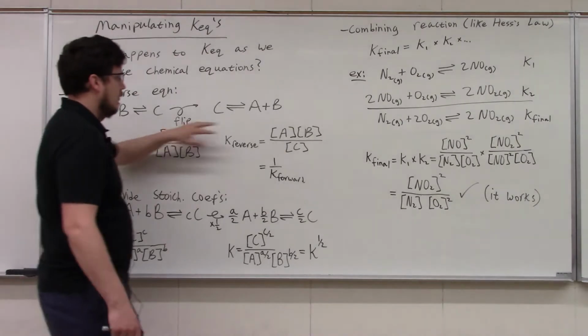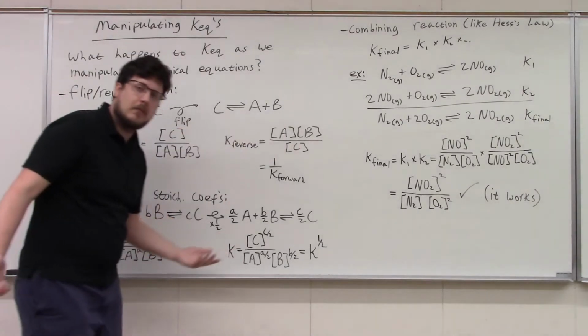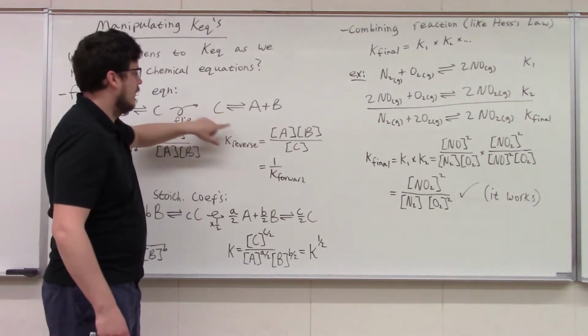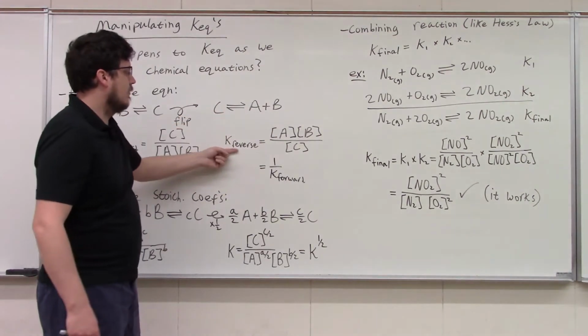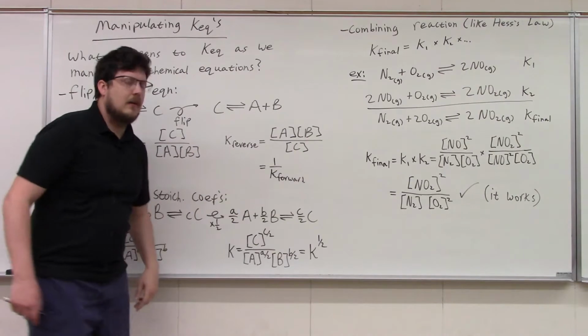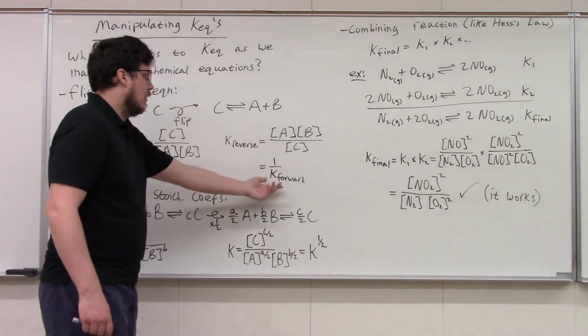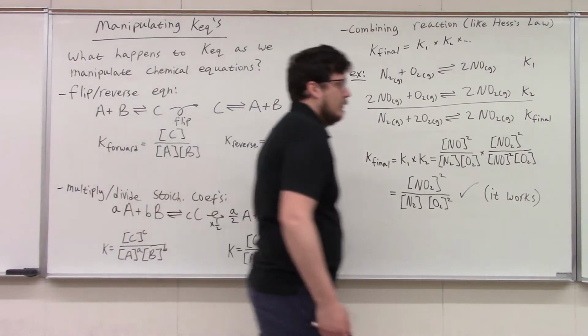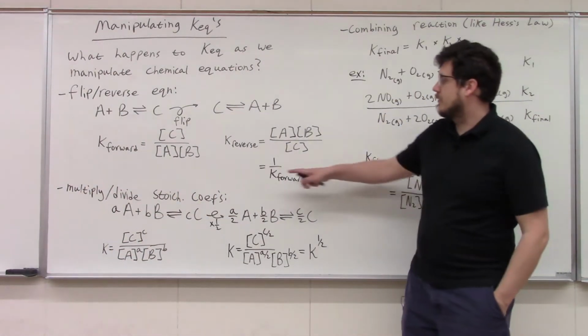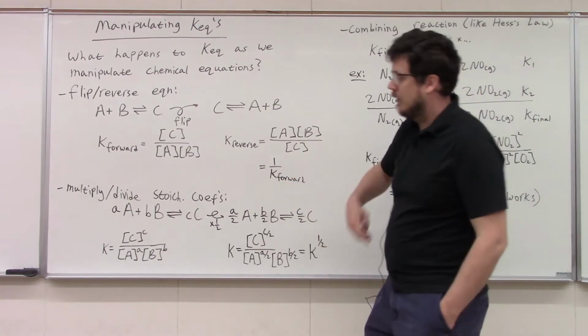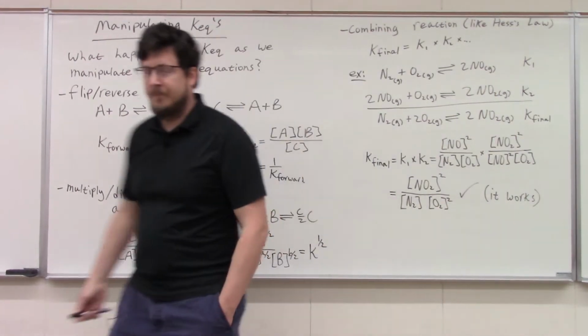If we reverse it, guess what? We flip our K, because now our products are A and B, they go on top, our reactant is C, it goes on the bottom. And so if we reverse a reaction, we just go 1 over the forward. So if we know that our initial K value was 7, well, the reverse reaction is going to have K is 1/7. 1 divided by 7. So it becomes an inverse relationship.